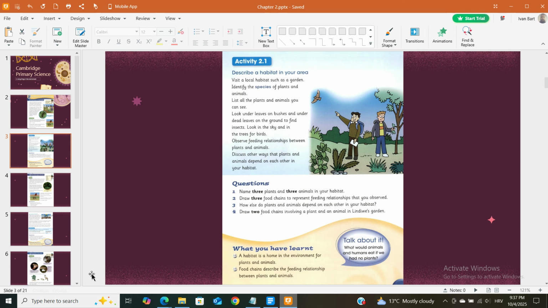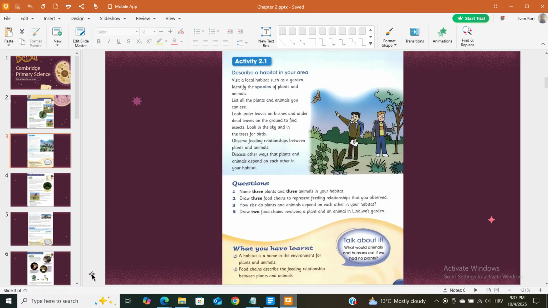What you have learnt. A habitat is a home in the environment for plants and animals. Food chains describe the feeding relationship between plants and animals. Talk about it. What would animals and humans eat if we had no plants? 2.2 Food chains begin with plants.